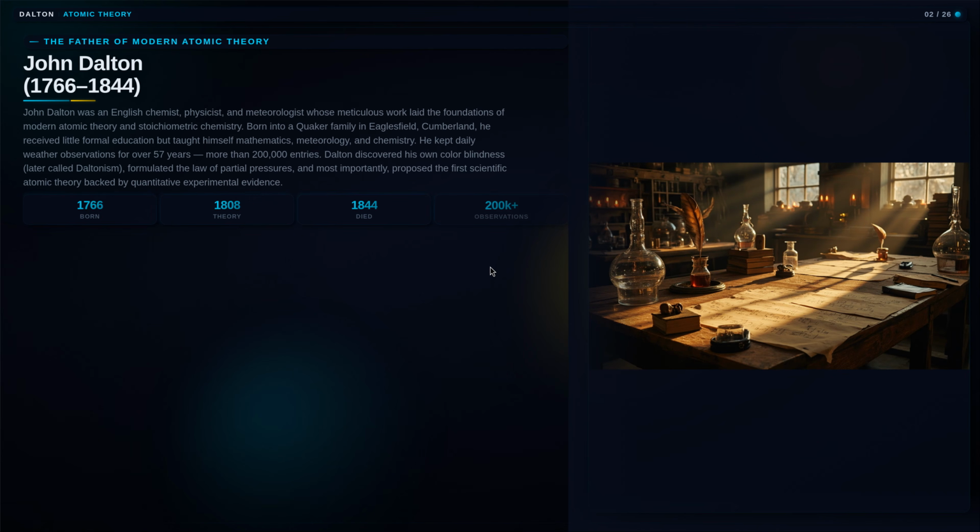John Dalton was an English chemist, physicist, and meteorologist whose meticulous work laid the foundations of modern atomic theory. Born into a Quaker family in Eaglesfield, Cumberland, he received little formal education but taught himself mathematics, meteorology, and chemistry. He kept daily weather observations for over 57 years, more than 200,000 entries. Dalton discovered his own color blindness, formulated the law of partial pressures, and most importantly, proposed the first scientific atomic theory backed by quantitative experimental evidence.